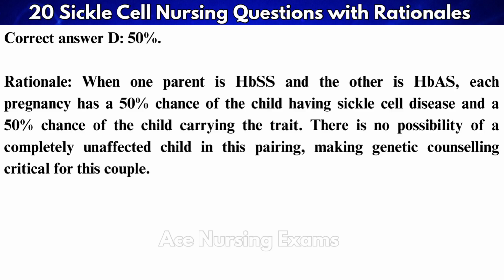50%. When one parent is HBSS and the other is HBAS, each pregnancy has a 50% chance of the child having sickle cell disease and a 50% chance of the child carrying the trait. There is no possibility of a completely unaffected child in this pairing, making genetic counseling critical for this couple.